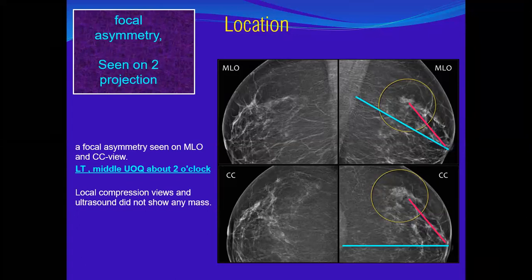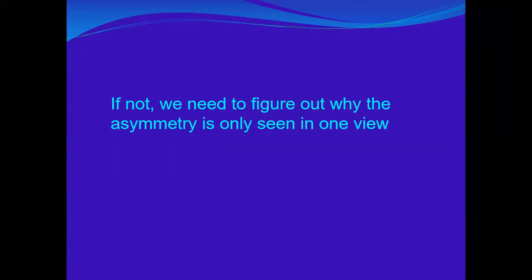Okay, so we'll do local compression, and ultrasound does not show a mass. So it is just a parenchymal superimposition. So if I have seen a focal asymmetry in one view, what is the next step I am supposed to do? Focal asymmetry in what, Dr. Rabab? In one projection. If I have seen an asymmetry in one projection, what is the next step?